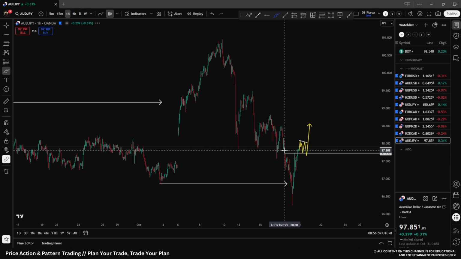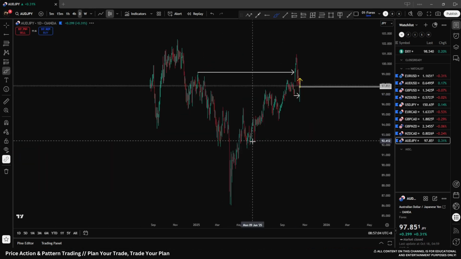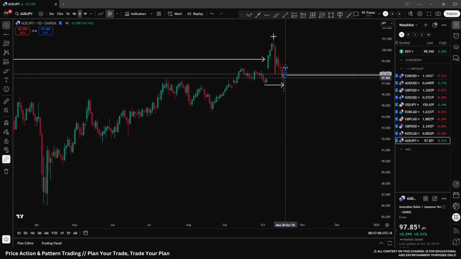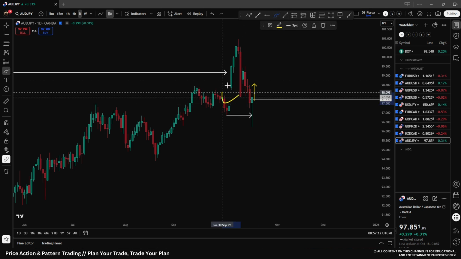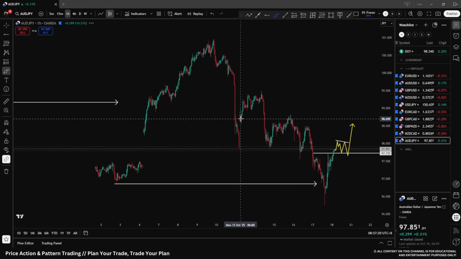And Australian dollar Japanese yen, here on the daily time frame, we can see we had a nice initial bearish move and then closed this gap here and ended the week with a very strong bullish washout candle. So therefore, right now, I'm looking more for a bullish continuation.